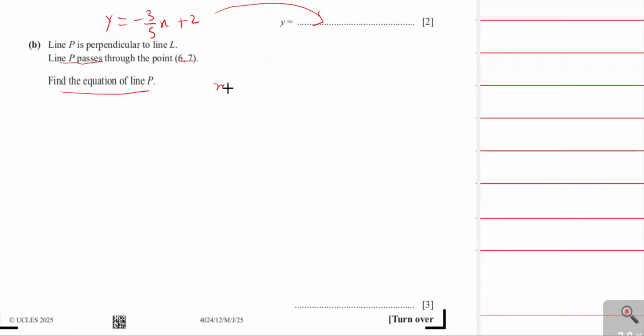Look here, the gradient of line L is minus 3 over 5, and the gradient of line P will be plus 5 over 3, because for two lines perpendicular to each other, the product of the gradients will be equal to minus 1. Therefore, the gradient of line P will be the negative reciprocal of the gradient of line L.